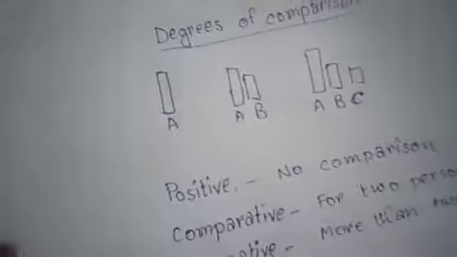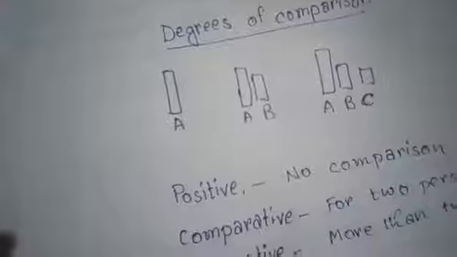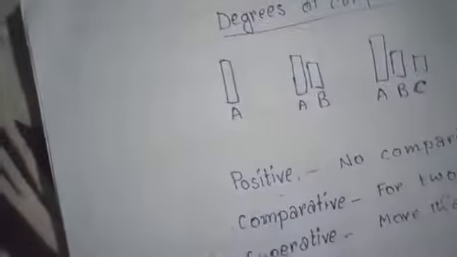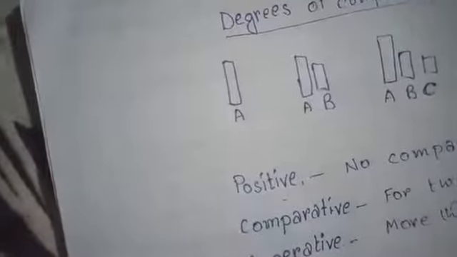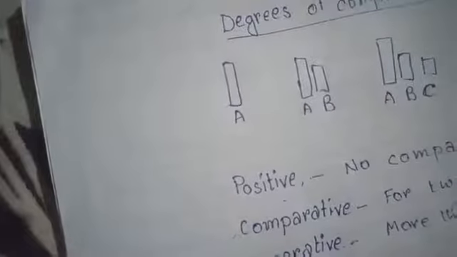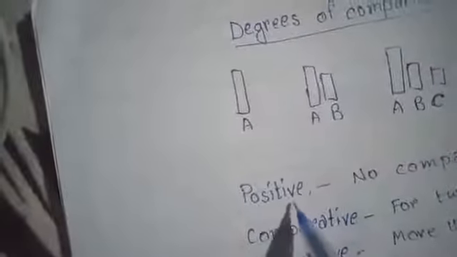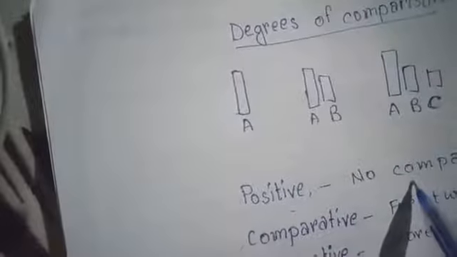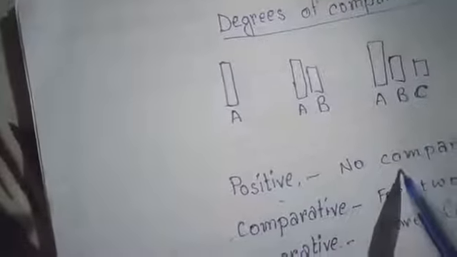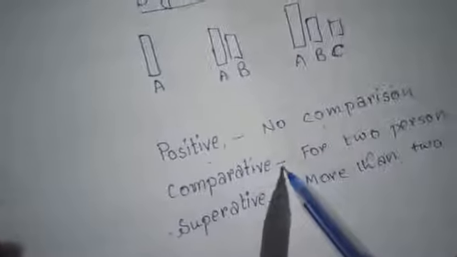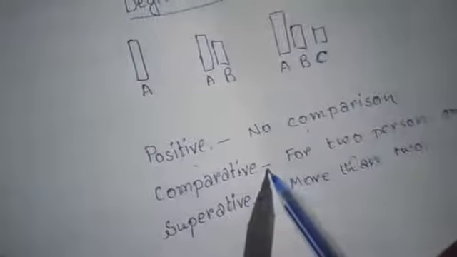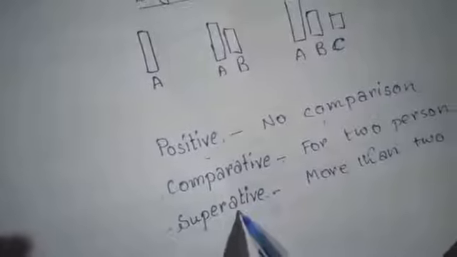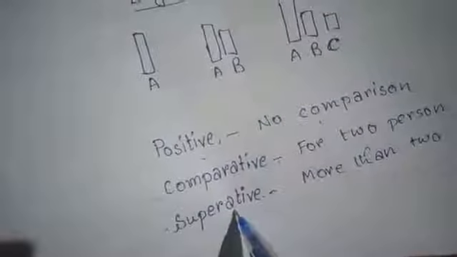So how many types of degrees are there? There are three types of degree. First one is positive, after that comparative, and superlative. Positive is for no comparison. It is only used to describe a thing or a person. Comparative is used to compare between two persons or things. And superlative is used to compare between more than two persons.